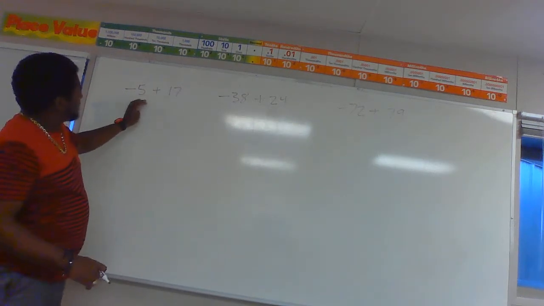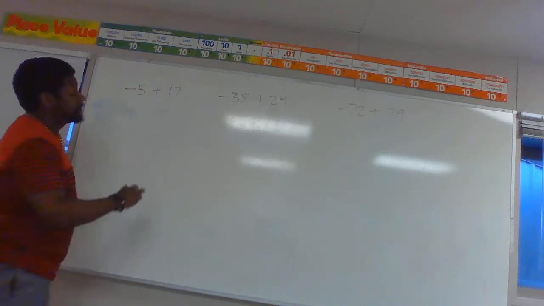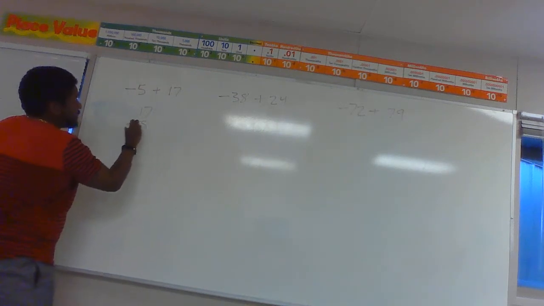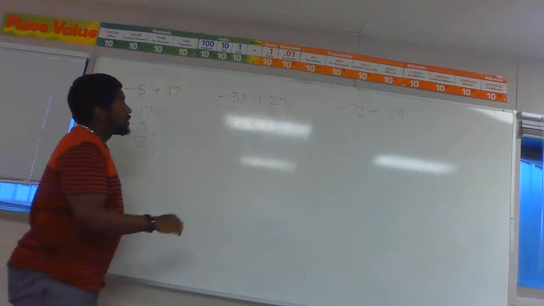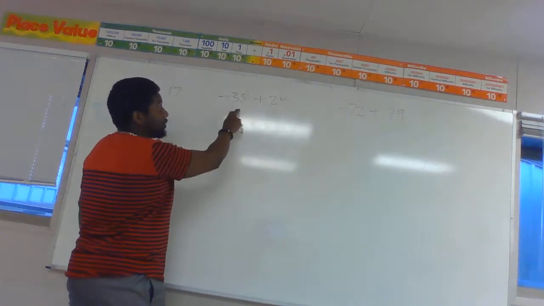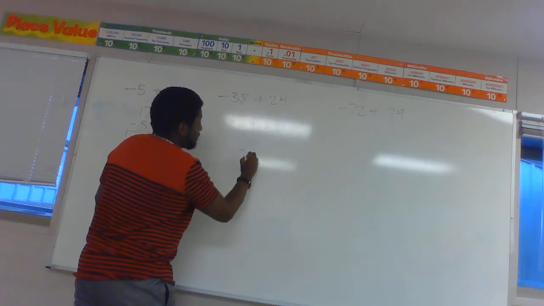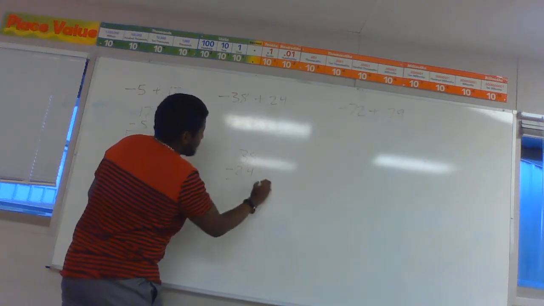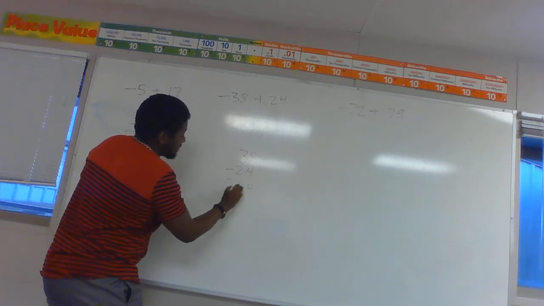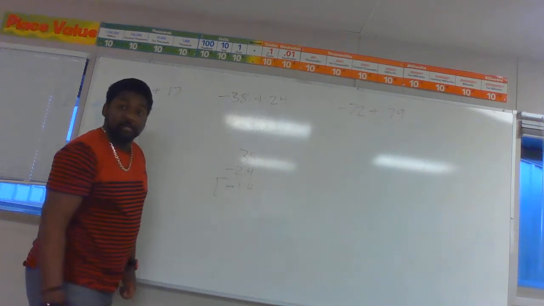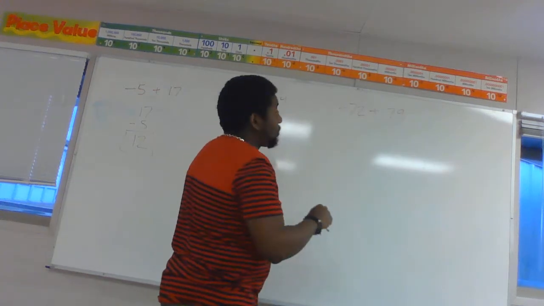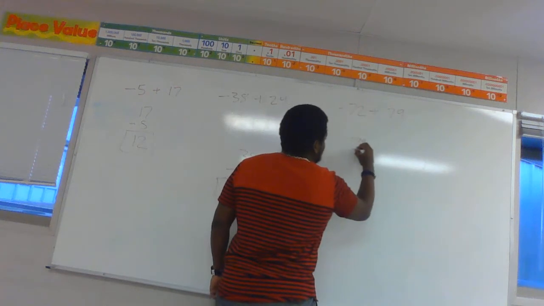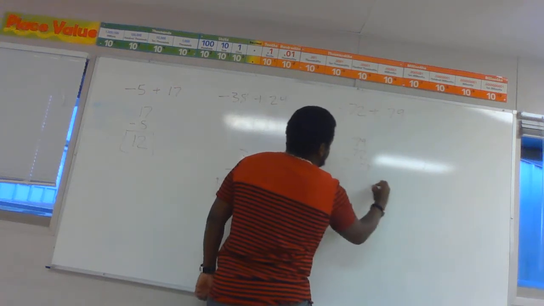Do I have more positives or negatives? I have more positives, so my answer is going to be positive. And then I subtract. 17 minus 5 is 12. So this answer here is just a +12. -38, +24, that's more negatives. This answer is going to be negative. 38 minus 24 gives me 14. So this is -14. And the last one here, I have -72 and +79. That's more positives. And 79 minus 72 is 7. So that's a +7 for that last answer there.